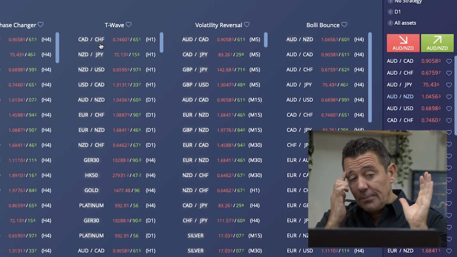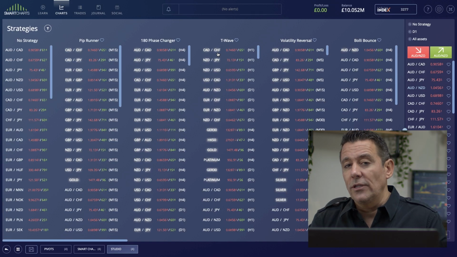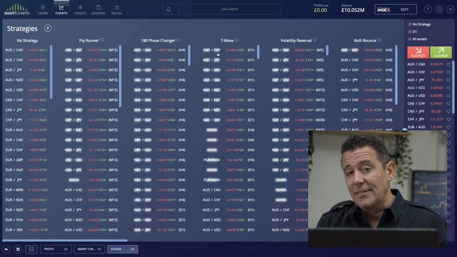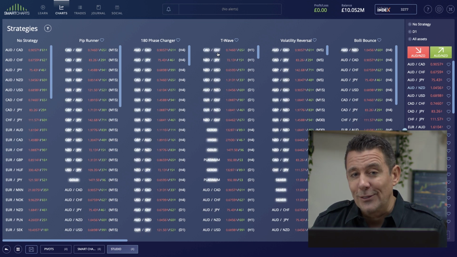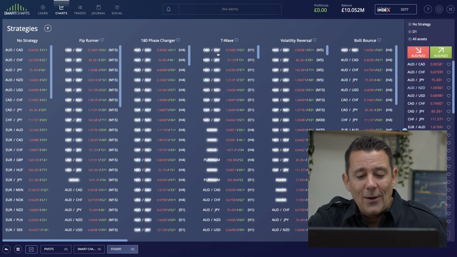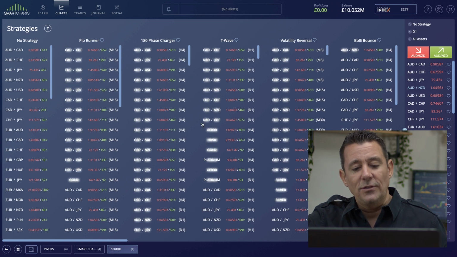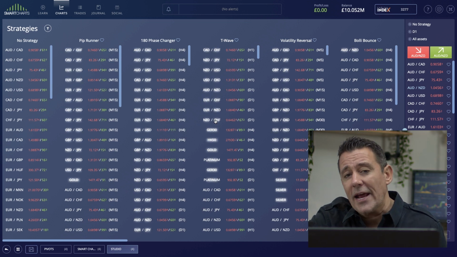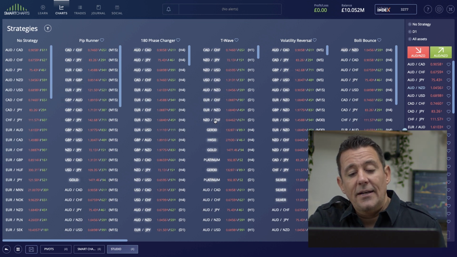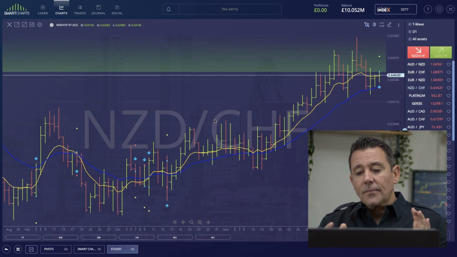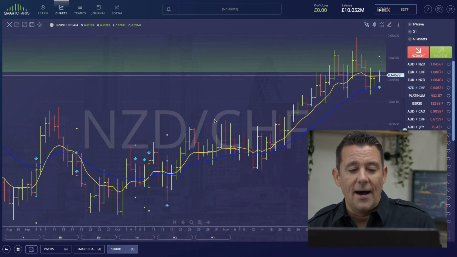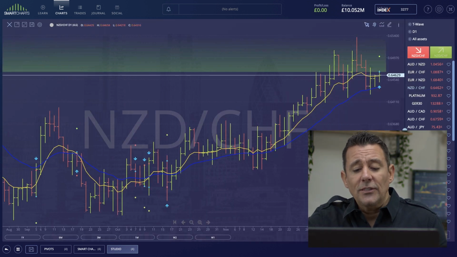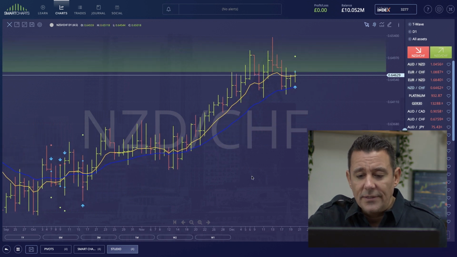Now I'm going to focus predominantly on long setups. That means buying setups, because that's what you've literally just done some training with me on. So I'm going to look here at the New Zealand dollar against the Swiss franc. I'm going to start there and click on that, and you'll see, of course, it brings the screen up in good detail. Now here's what I want you to really focus on.